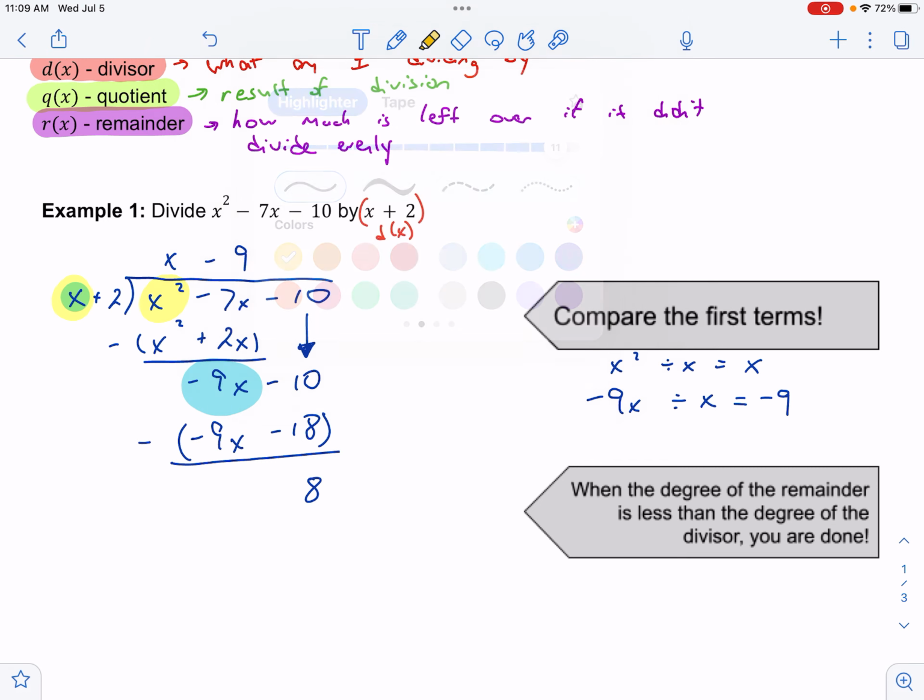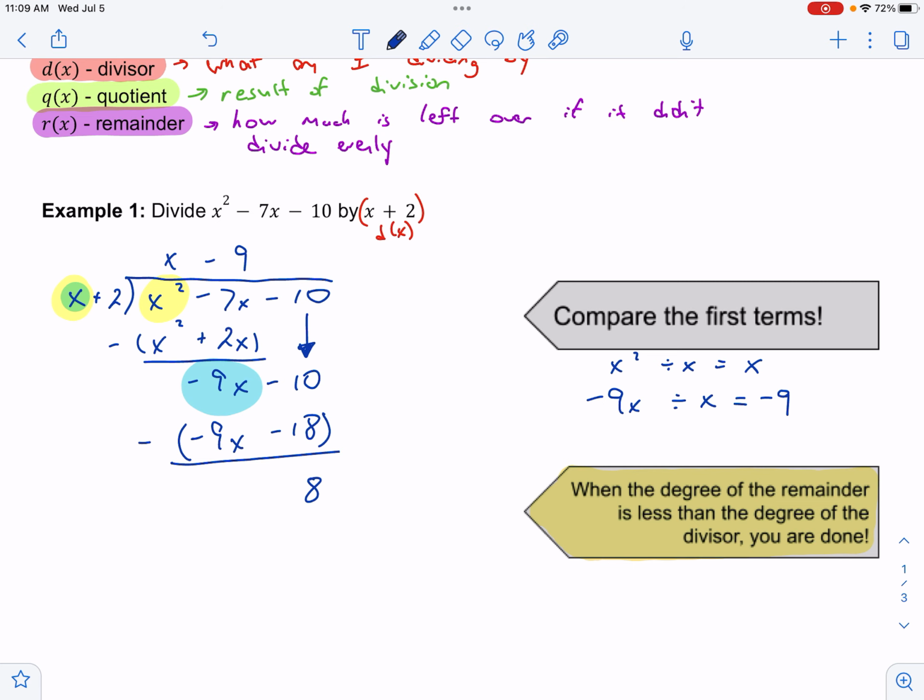As I've highlighted here, when the degree of the remainder is less than the degree of the divisor, you're done. So in this case, the degree of our remainder is 0. There are no variables attached to it. Whereas the degree of the divisor, x plus 2, is 1. We cannot continue. There's no x's to be divided by, so this is the answer.